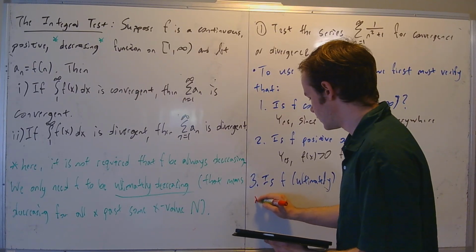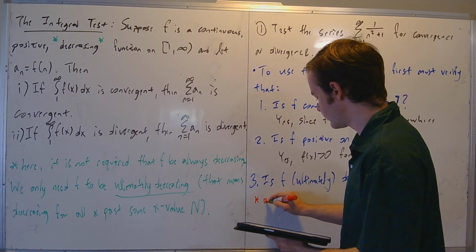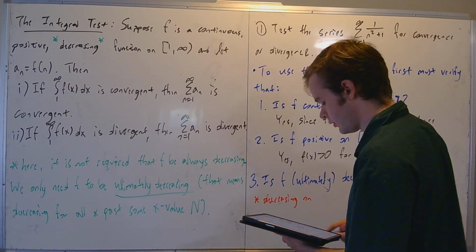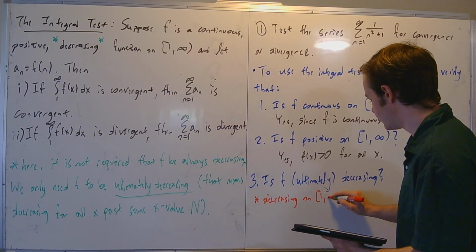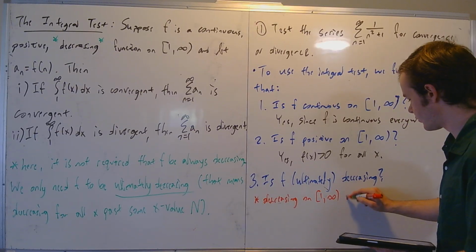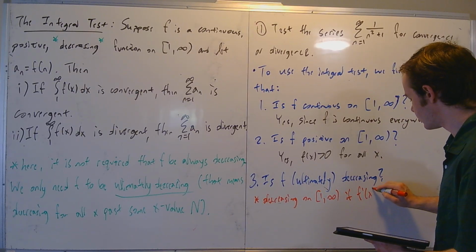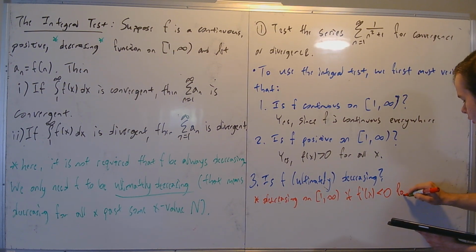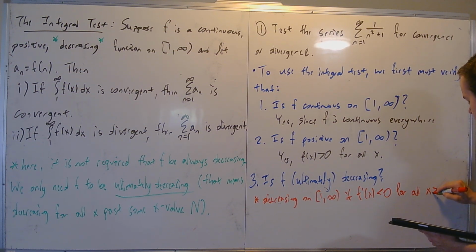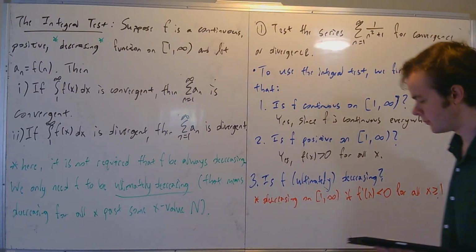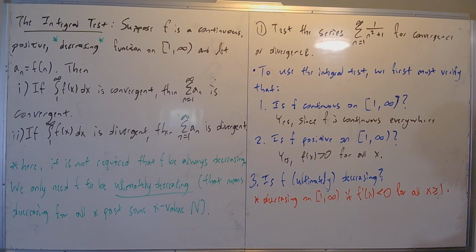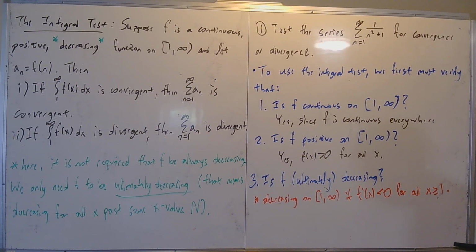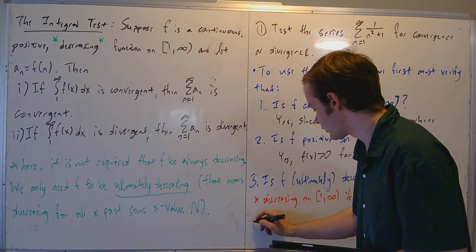So it is decreasing on the interval from 1 to infinity if f prime of x is negative, or less than 0, for all x greater than or equal to 1. Okay, so now what this says here is we just need to test the derivative. So we need to test f prime of x.